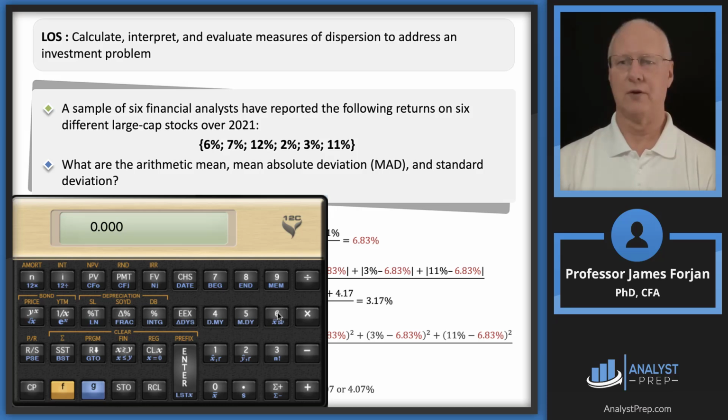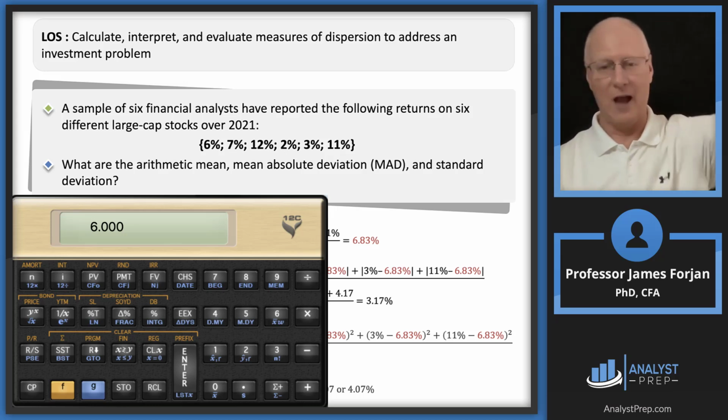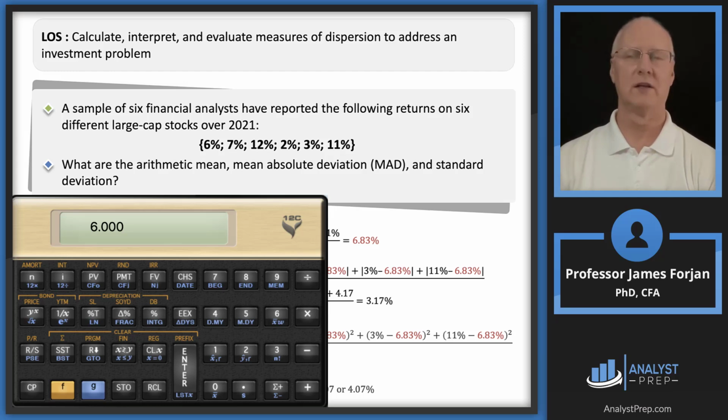All right, so watch this. We're going to do 6 and hit our sigma plus. Notice it pops up a 1. That tells us that that's our first data point. Then we'll do 7. And there's our second data point. Then we'll do 12. There's our third data point. 2, sigma plus, 3, sigma plus, and then 11, sigma plus. So you see how it flashes a 6, 1, 2, 3, 4, 5. So if the Institute gives you 627 of these, you'll have to hit it 627 times. If the Institute gives you 627, you need to stand up and say, I'm protesting this exam. Of course, they're not gonna do that.